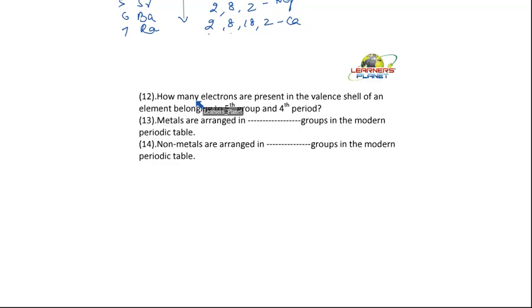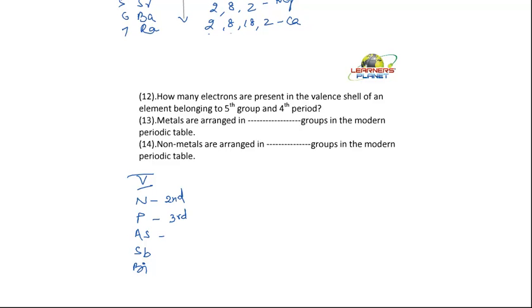And let's take up our next question here. It is, how many electrons are present in the valence shell of an element belonging to fifth group and fourth period? So what is the element in the fifth group? What all are the elements? They are nitrogen, phosphorus, arsenic, antimony and bismuth.